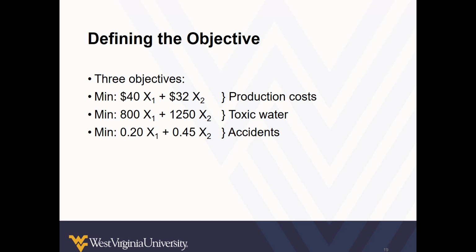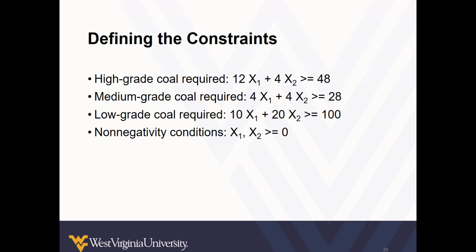Next, we define the objective. We have three objectives. We need to minimize production costs, minimize toxic water production, and minimize the number of life-threatening accidents. Next, we'll define our constraints.